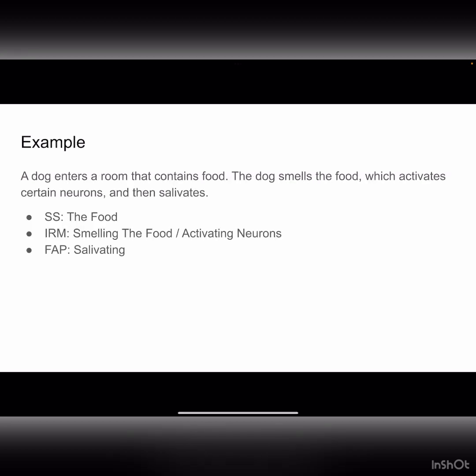Let's take a look at this example. A dog enters a room that contains food. The dog smells the food, which activates certain neurons, and then salivates. Here, we have a sign stimulus, an innate releasing mechanism, and a fixed action pattern. The sign stimulus is the food. The food prompts the dog to produce a specific behavior. The innate releasing mechanism is when the dog smells the food and certain neurons are activated. The fixed action pattern, or the resulting behavior, is when the dog salivates.